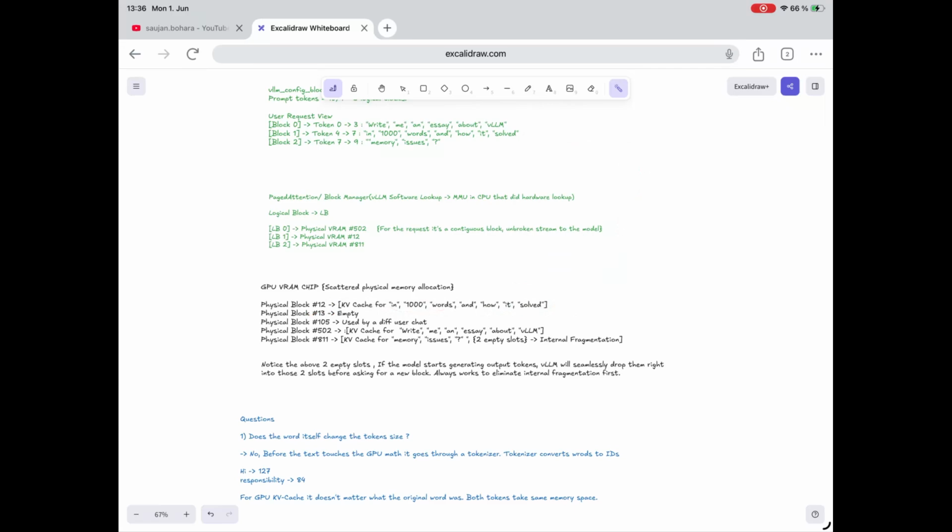Say block 13 could be totally empty. We have this flexibility now. Block 105 might be used by a completely different user chat. Block 502 has this particular token, and block 811 has this token. See the way now that we don't need to give a contiguous block of space on the physical frame. We can chop it into smaller slices and use whatever we want. It's really handy.